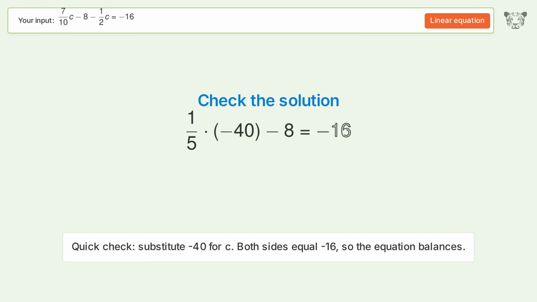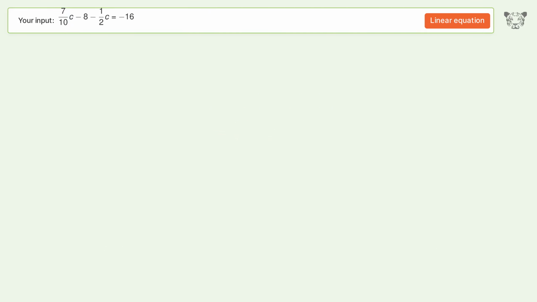Quick check, substitute negative 40 for c. Both sides equal negative 16, so the equation balances. So, c equals negative 40.